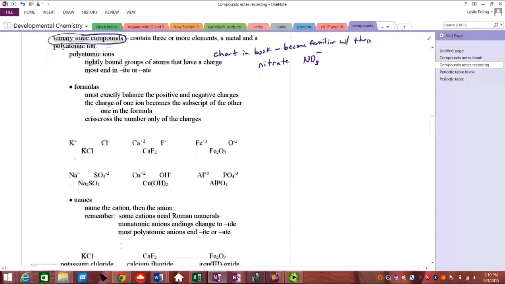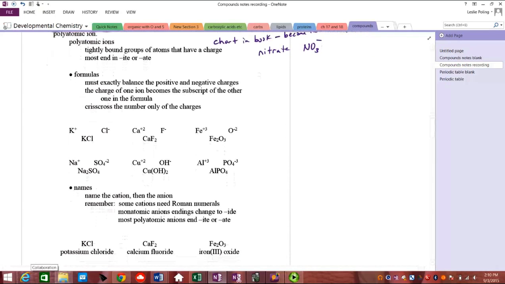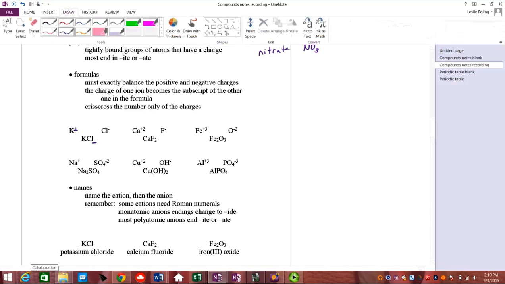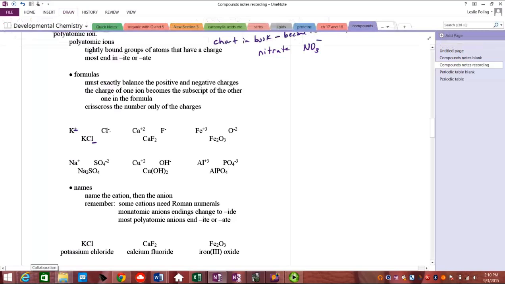Now, to write the formula of an ionic compound, since we have to be neutral, we have to exactly balance the positive and negative charges. And the easiest way to do this is that the charge of one ion, see this 1 here on the potassium, becomes the subscript on the chlorine. And this 1 charge on the chlorine becomes the subscript on the potassium. So we just crisscross the numbers.